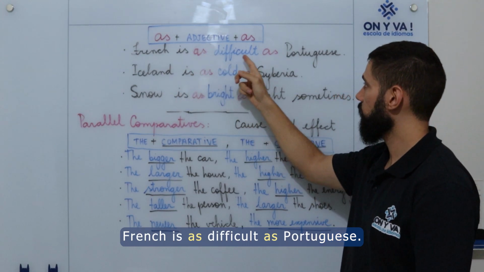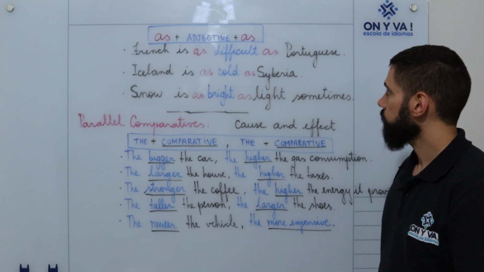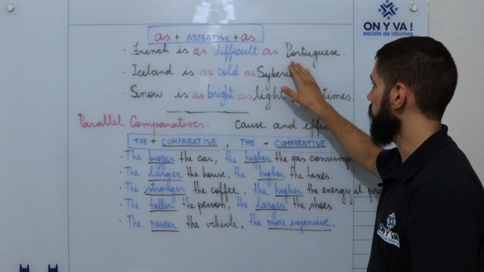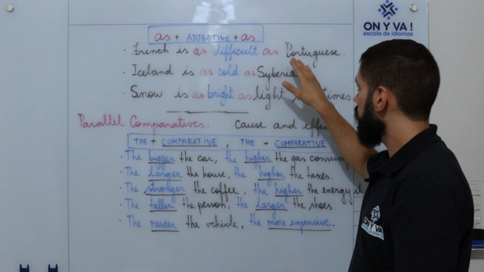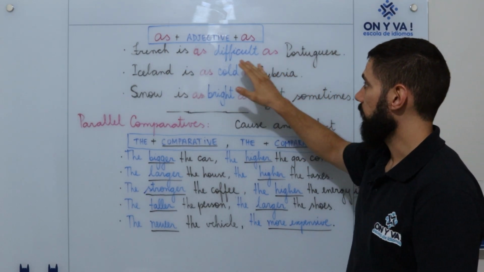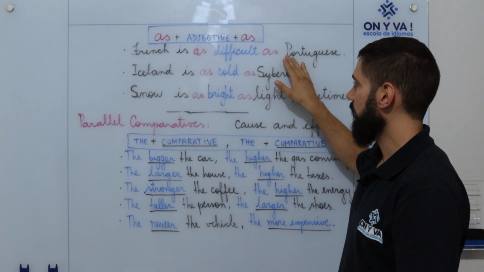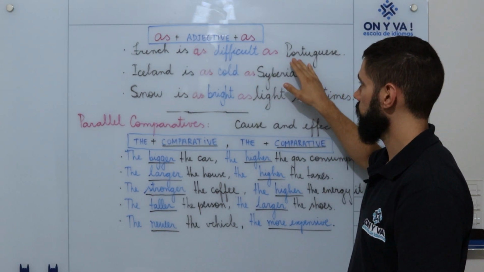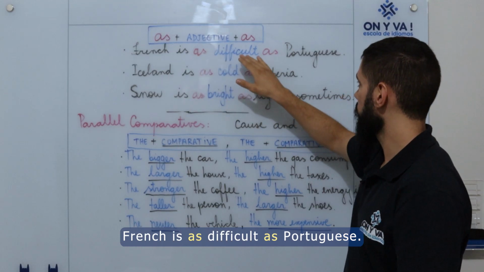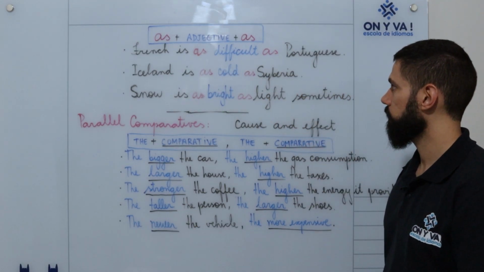French is as difficult as Portuguese. So both languages are very difficult. French is difficult, Portuguese is difficult. So they are both very difficult. They are equally difficult. French is as difficult as Portuguese.